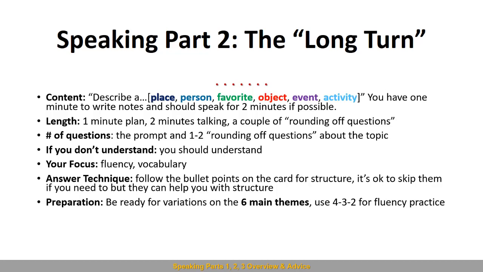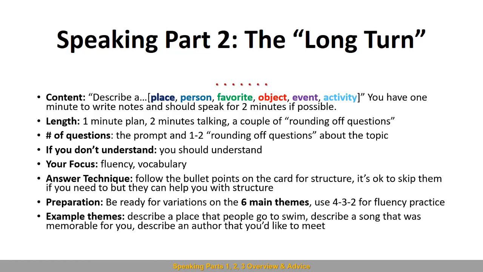And for fluency practice, try to use the 4-3-2 practice technique. This isn't something you do during the test, but to practice your fluency, you can use 4-3-2. This means speak for 4 minutes about a topic, then speak for 3 minutes about the topic, then speak for 2 minutes about the same topic. So you speak about the same topic 3 times without resting. It's a lot of work, but it's excellent practice for both your fluency and your accuracy. And like the other slides, I've included a link in the video description to more information on the 4-3-2 technique for fluency practice. So check that out.